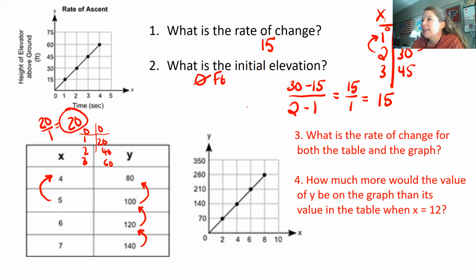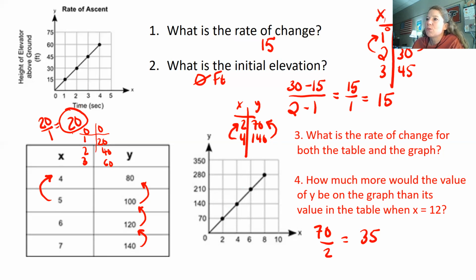Now, this graph right here, we have when x is 2, y is 70. When x is 4, y is 140. So what is our change in y over our change in x? So 140 minus 70 is 70. And 4 minus 2 is 2. So half of 70 is 35. So our slope for the first one is 20, and for the second one is 35.